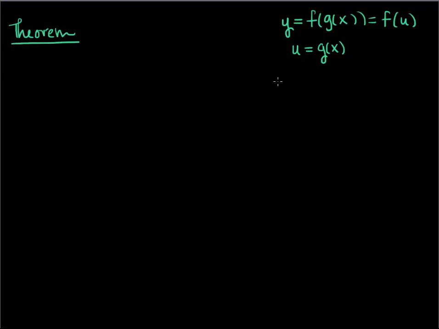Okay, so here's what my theorem says. Let's just write this down really quick. If I want to find the derivative of y with respect to x, what I need to do is take the derivative of my outside function. So that means I'm going to take the derivative of y with respect to u, and then I multiply by the derivative of the inside function. And this inside function, this u right here, is a function of x.